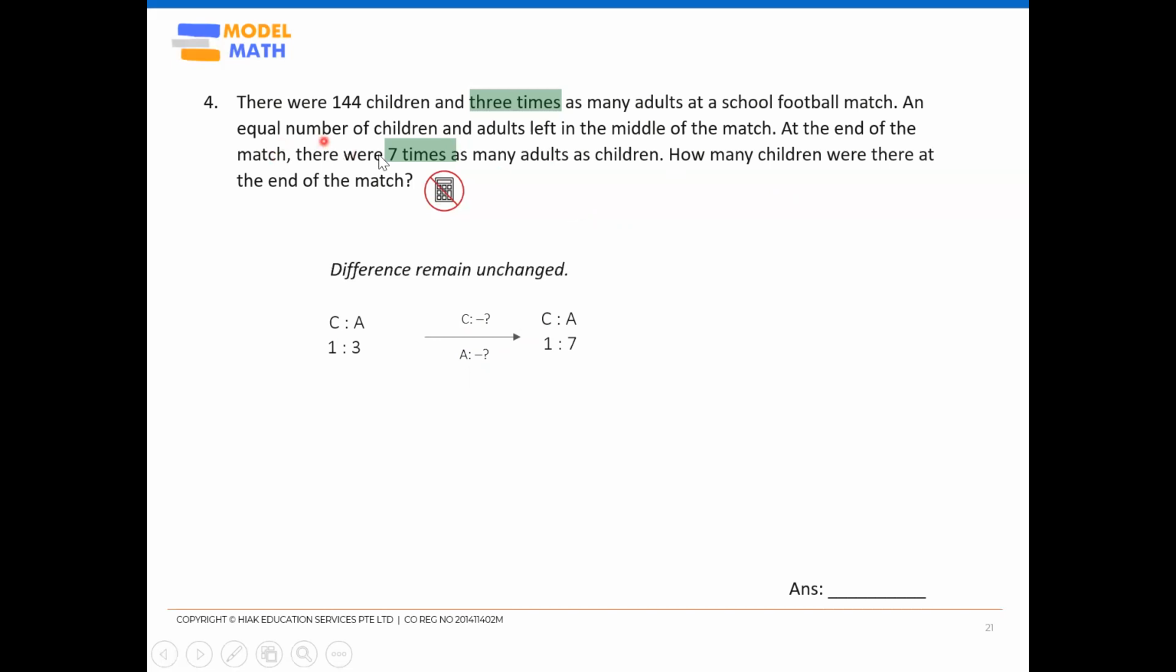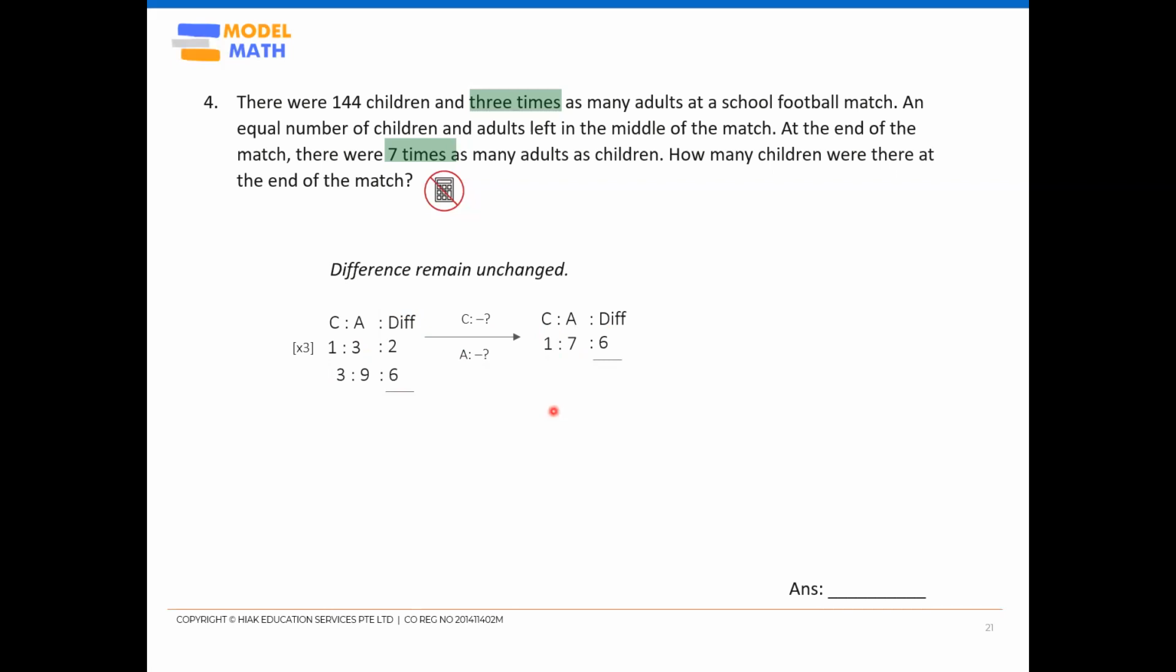Why? Because equal number of children and adults leaving in the middle of the match. So because these 2 are the same values, hence my difference between adults and children, no change throughout. Okay, the advantage that adults have over children will be the same advantage over here as well. All right, so we're going to add in the new categories, difference, and the difference here. Remember to proceed to make them common multiple, times 3 for this, underline your common base.